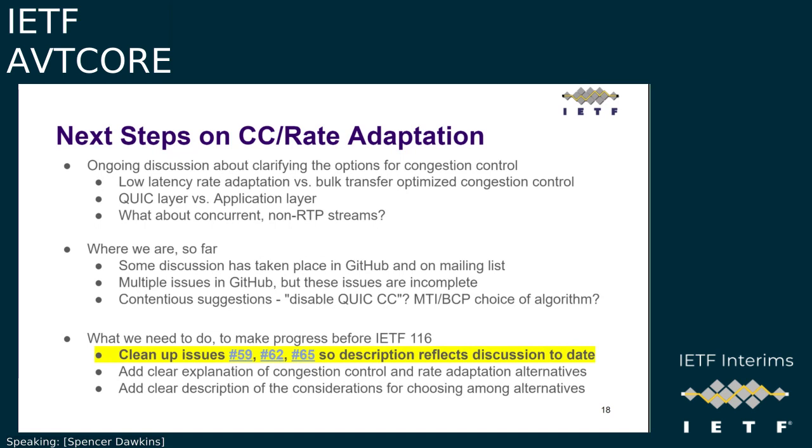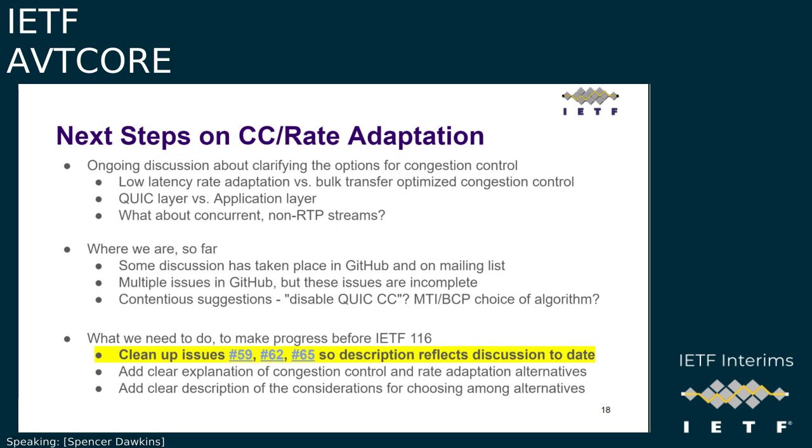That could be port numbers, which some people don't like. That could be ALPN, which some people don't like. We could just assume the RTP sender will never cause QUIC congestion control to kick in because it's interactive media, and just think happy thoughts. And there could be other ideas as well.